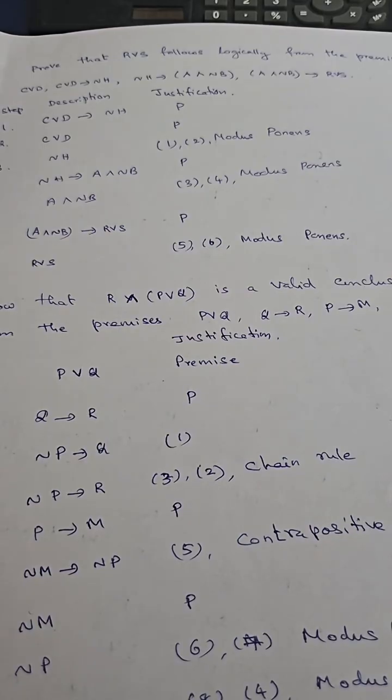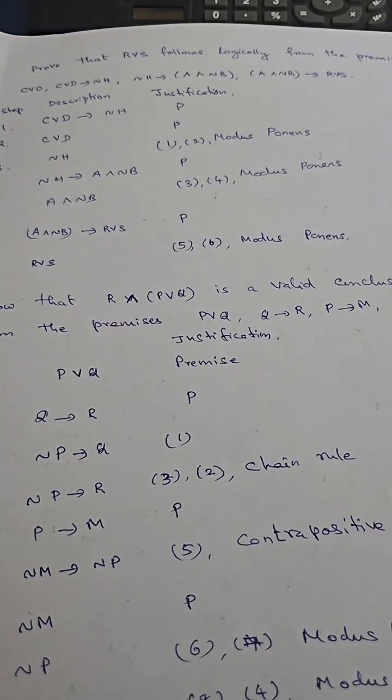Step number 5, from rule number 3, step number 3 and step number 4, we get A and negation B using modus ponens. A and negation B implies R or S is a given premise. Step number 7, we get from step number 5 and step number 6 using modus ponens, we get R or S, which is the conclusion.